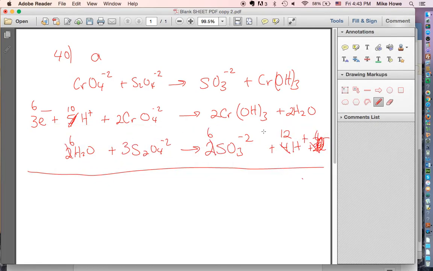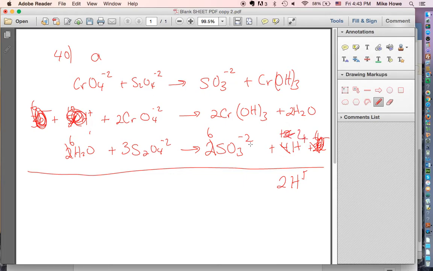So the electrons are gone here and here. We've got 10 hydrogens here and 12 hydrogens here, so I'm going to scratch out all 10 of these. And that's going to leave me a net of 2 on this side. So I'm just going to go ahead and write those down. So that's going to become 2.